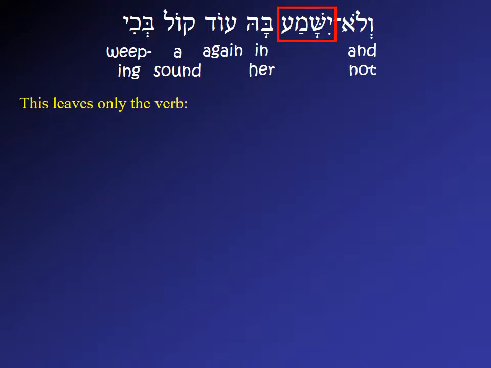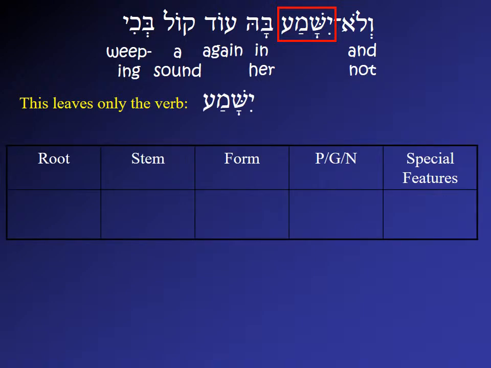So the only thing remaining then is our verb yishama. Let's parse yishama. The root is fairly obvious here. It's shin mem ayin. The form is also clear. Here we have a yod prefix. We have no prefix complement. So we're looking at a prefix form that is third masculine singular with no special features. So we can get everything but the stem simply from the root plus the prefix.